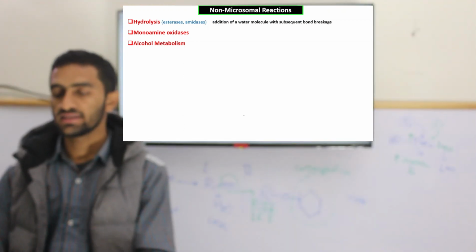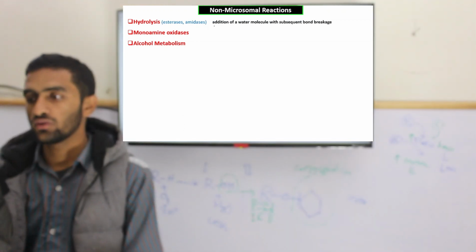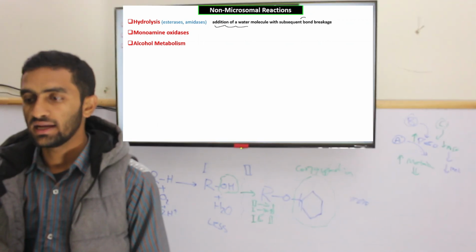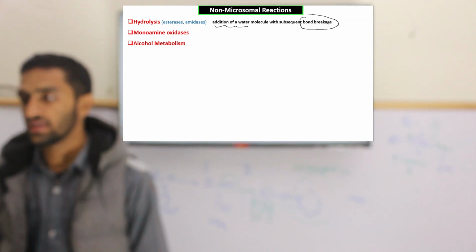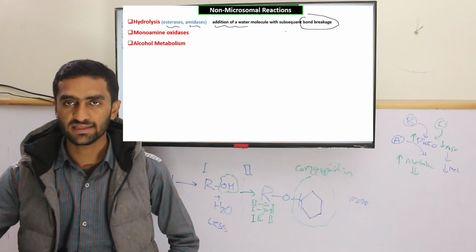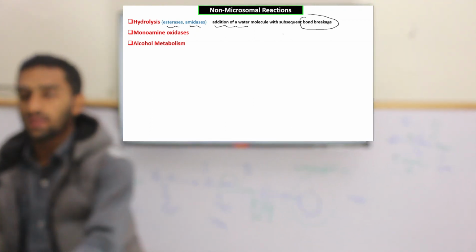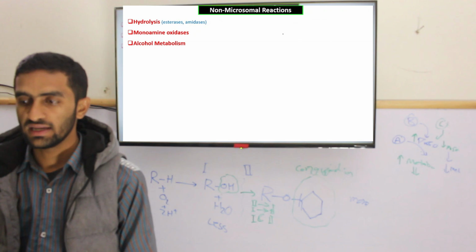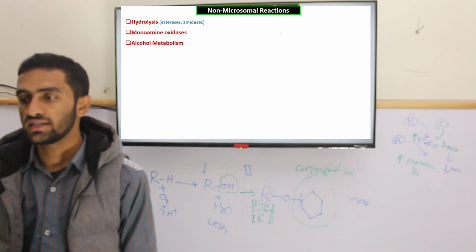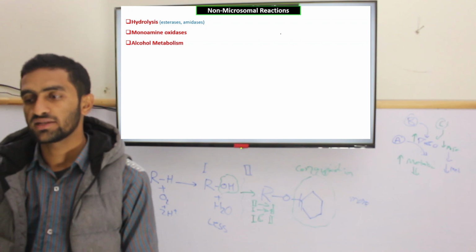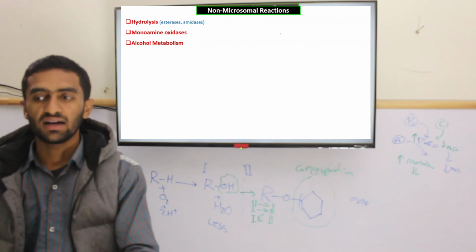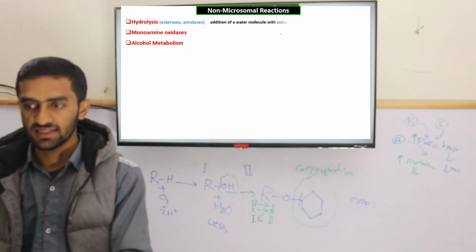Hydrolysis is the addition of a water molecule with subsequent bond breakage. Actually, these esterases and amidases help with the addition of water and the bond breakage. The bond is broken by the monoamine oxidase. As the name represents, they are amine dependent. These amines could be endogenous or exogenous. Endogenous amine examples are dopamine, norepinephrine, serotonin, and exogenous, for example, tyramine. So they all are oxidized by this enzyme.